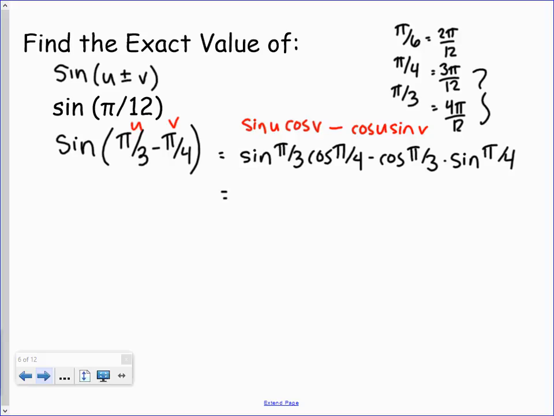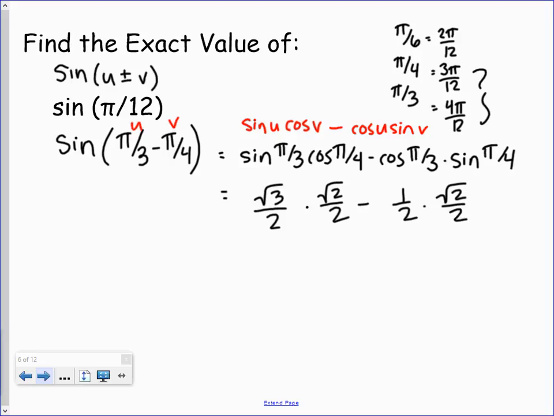What is the sine of pi over 3? The sine of 60 degrees, which is on the unit circle, square root of 3 over 2. What is the cosine of pi over 4? Square root of 2 over 2 minus the cosine of pi over 3, which is 1/2, times the sine of pi over 4, which is square root of 2 over 2.